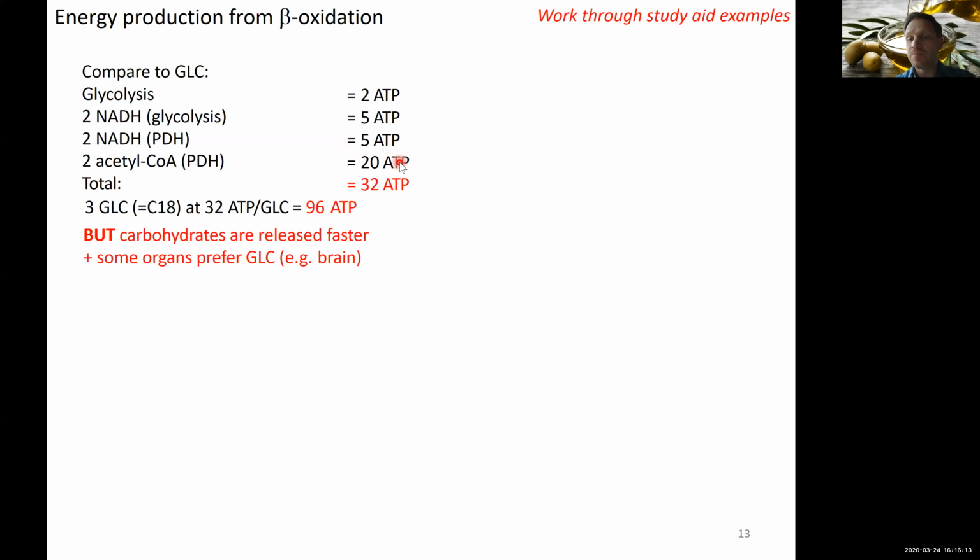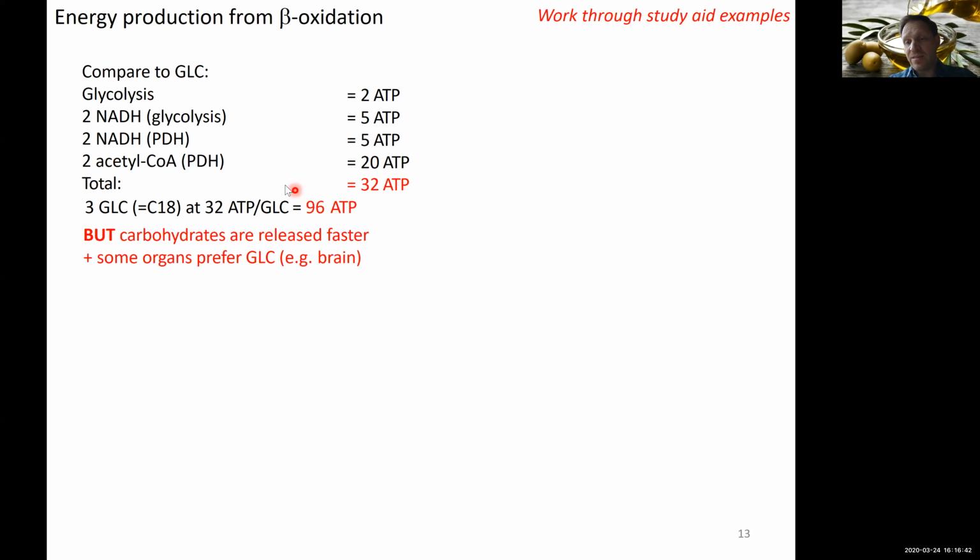Doesn't sound like a lot, but keep in mind, we just had broken down a C18 fatty acid, so we have to come up to the same carbon number. Glucose has only 6 carbons. So in order to really compare them, we need to use 3 glucoses. That brings us up to 18 carbons. So everything times 3. So out of the equivalent carbon numbers between glucose and the fatty acid, we get 96 ATP out of this.